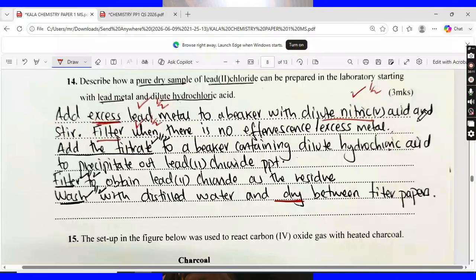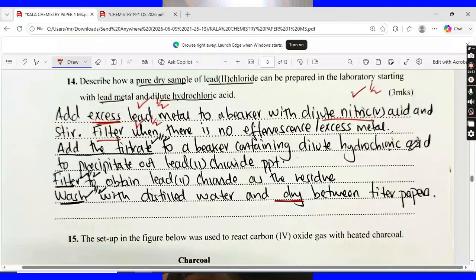Somebody could say, where is the nitric acid? Where do you get nitric acid? You need to use nitric acid because if you use sulfuric acid, lead will form a precipitate. If you use HCl, the one provided here, you will form lead chloride, which is a white precipitate already. So you have to use nitric acid first, then you stir. We are now forming lead nitrate. Filter until there is no effervescence. The filtrate now is lead nitrate. You add it to a beaker containing dilute hydrochloric acid.